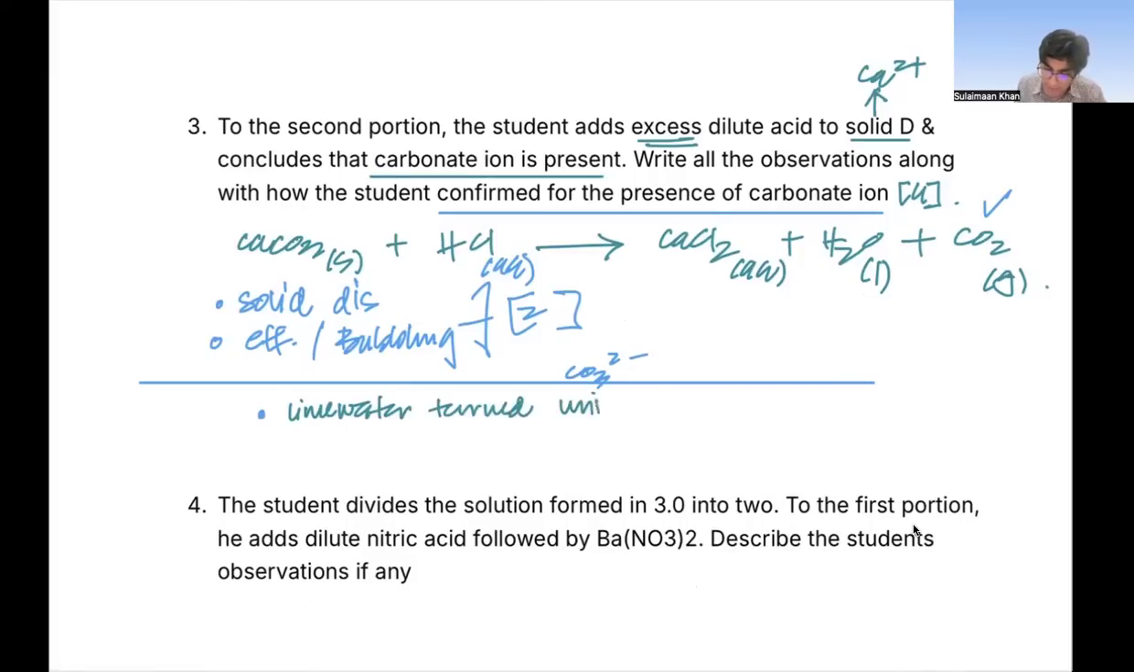And why did it turn milky? What test did he perform? Upon bubbling the gas produced through it. So this gives me 2 marks.